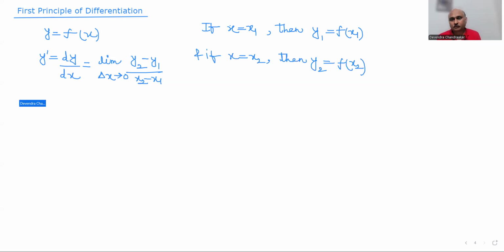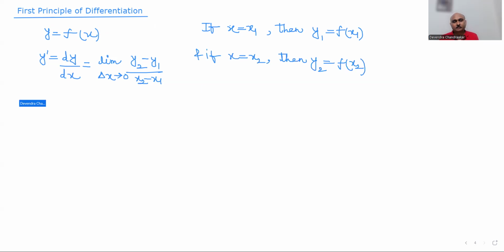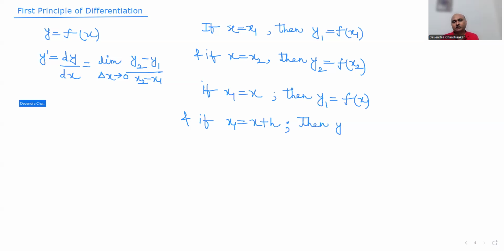Now, see, what did we want to do? We want to do this thing. It is about seeking a change in the value of the dependent variable with respect to a very small change in the value of the independent variable. So if x1 is x, I'm just doing it the other way around. If x1 is x, then what will be y1? y1 will be f of x, right? And if x2 is x plus h, let's say h is a small change in the value of x, then y2 will be f of x plus h. Any doubts here?